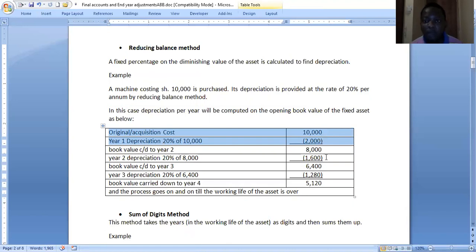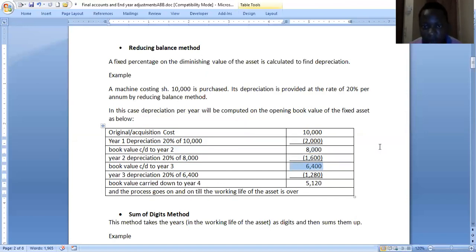So moving forward to year 2, the value of the asset will have reduced from 10,000 minus 2,000 to 8,000. So as such, in year 2, the value of the asset at the beginning shall be 8,000 shillings. And its depreciation shall be 20% of the value at the beginning of year 2, that is 8,000 shillings, which gives us 1,600 shillings. So 1,600 shillings is the depreciation in year 2. And then we move forward to year 3, where the value of the asset will have declined from 8,000 by 1,600, which is 6,400 shillings.